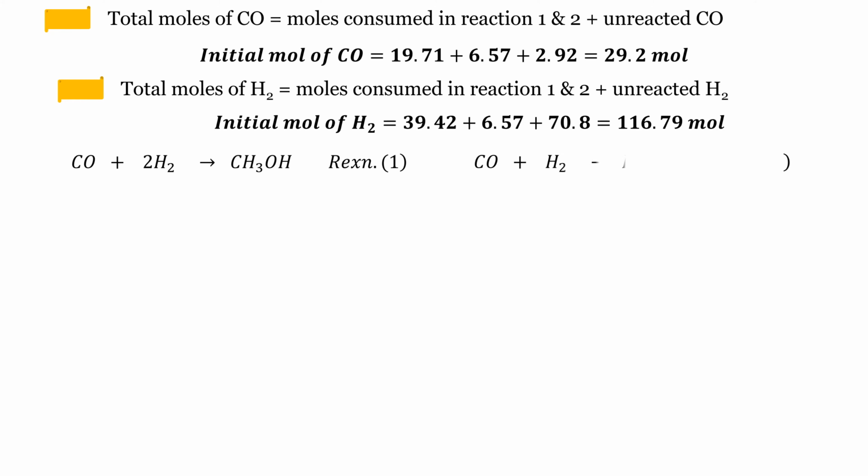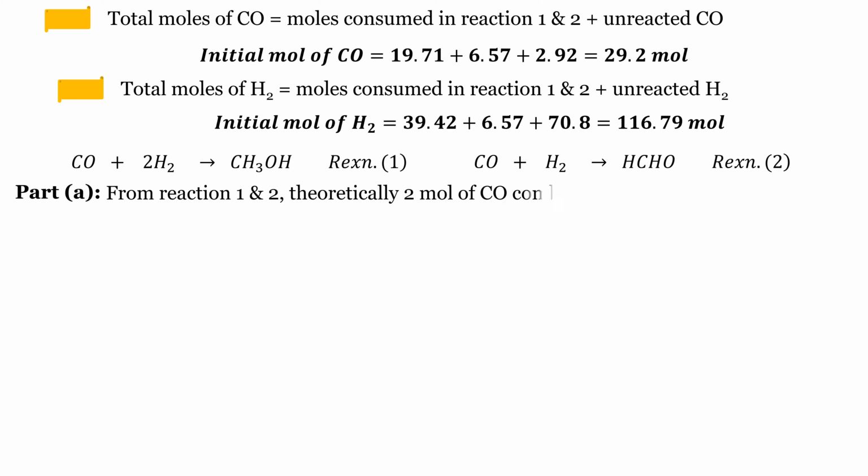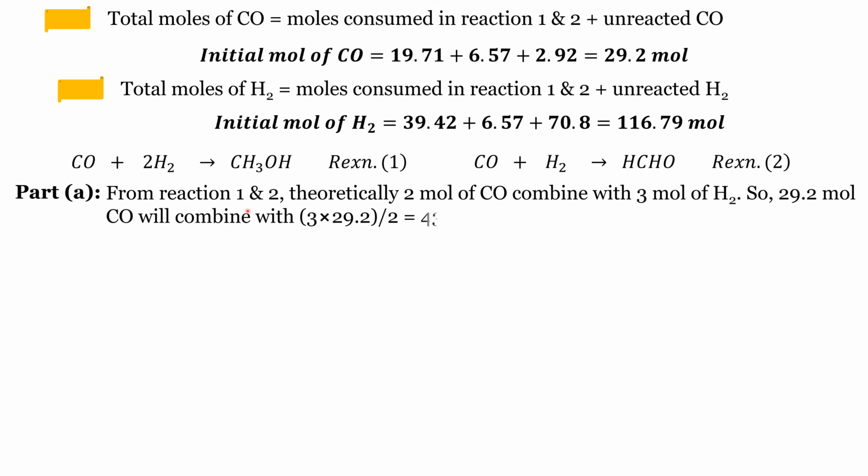Now rewrite the desired and undesired reactions. Now in part A we can say that from reaction 1 and 2, theoretically 2 moles of CO combine with 3 moles of H2. We have two reactions, one is desired, one is undesired. So from reaction 1 we can say that 1 mole of CO combines with 2 moles of H2, and from reaction 2 we can say that 1 mole of CO combines with 1 mole of H2.